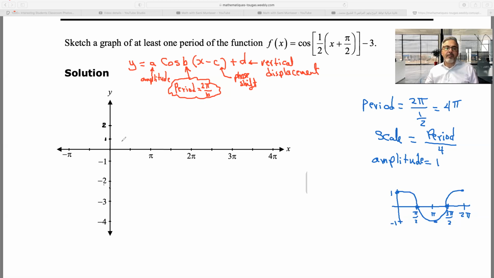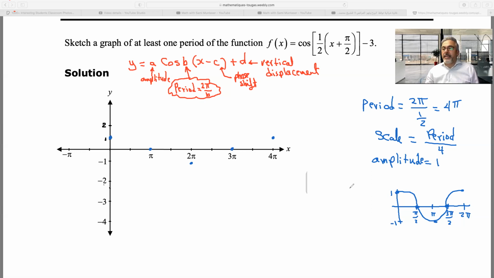Except now, the amplitude is still 1, so it starts at 1 for sure. But the period is 4 pi, so the end point is not going to be at 2 pi. It's going to be at 4 pi. Obviously, the middle is going to be at 2 pi. And then my quarter point is always right in between my start and my end horizontally. So it should be at pi, and that's your 0. And also your 0 right here is going to be at 3 pi. That's the 3/4 point, which falls on the x-axis.